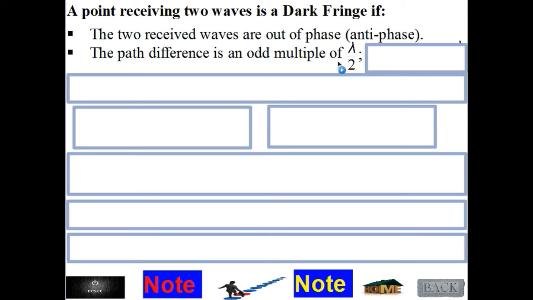So we need an odd number, and we know the expression of an odd number. We can use it as 2k plus 1. 2k, I'm sure that it is even.